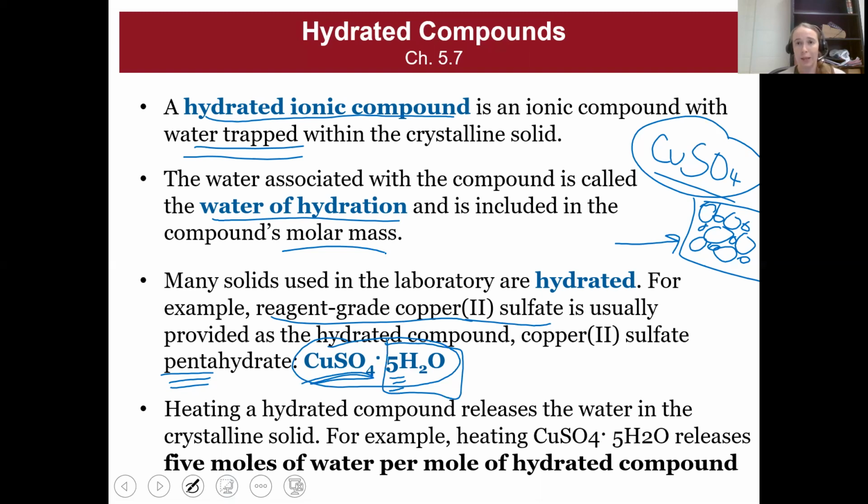So you have to do something chemically, physically in the lab to get rid of those waters. So copper sulfate by itself is not really a naturally occurring compound. You have to heat it up to get rid of the waters. So you'll always find it, if you found copper sulfate in nature, it would be the hydrated form. So if you heat up 1 mole of copper sulfate pentahydrate, you would end up releasing 5 moles of water for every 1 mole of hydrated compound.